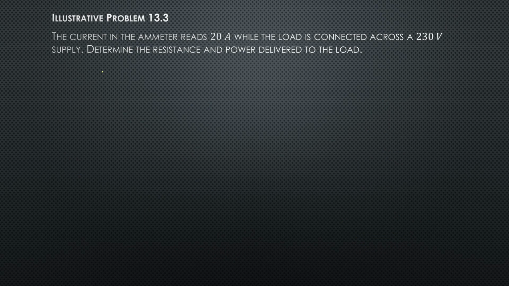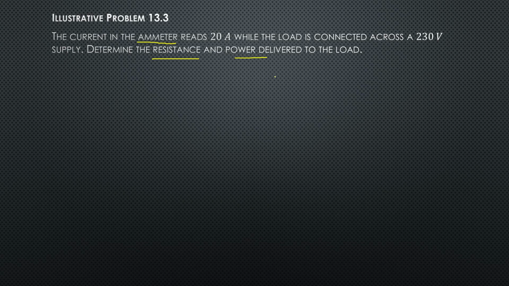Illustrative problem 13.3. The current in the ammeter reads 20 amperes. An ammeter is an electrical device that measures current in a circuit. It is connected in series. So the ammeter reads 20 amperes while the load is connected across a 230 volt supply. Determine the resistance and power delivered to the load.